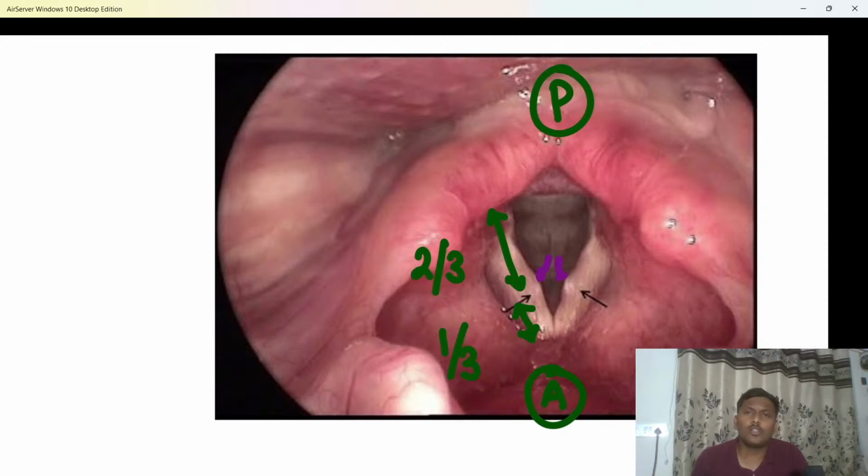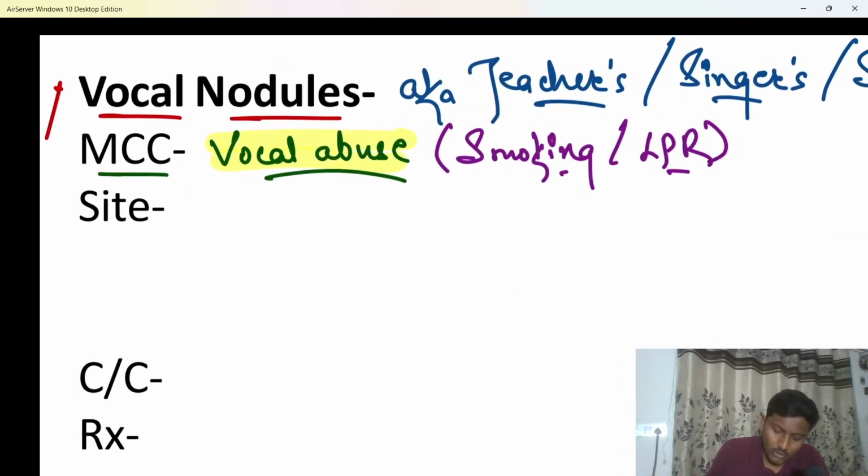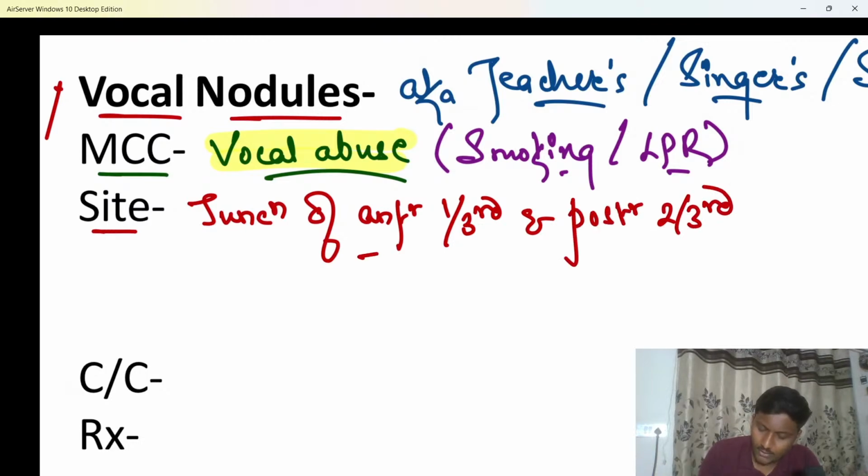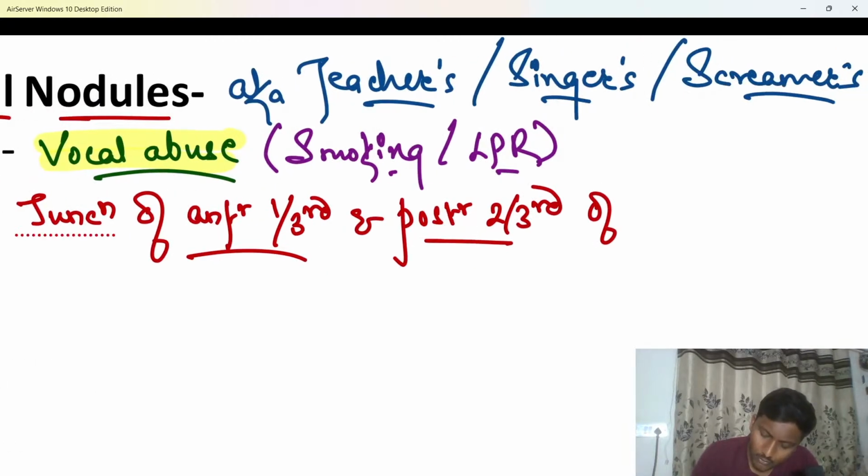Why is this the location of vocal nodules? Because when you speak, beta, when there is production of voice, when there is production of sound, this junction is actually the most vibrating part of the larynx. So whenever there is vocal abuse, this part will be vibrating again and again, and that's the reason, beta, this is the most common site for development of vocal nodules. If they ask you which is the most common site for vocal nodules, remember it is nothing else but the junction of the anterior 1/3 and the posterior 2/3 of the vocal cords, beta.